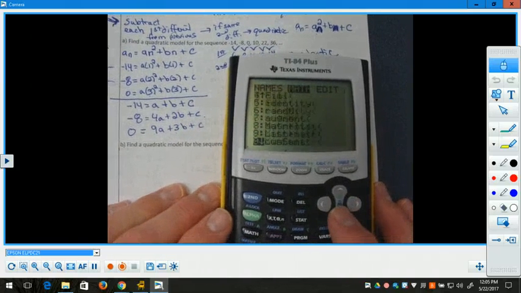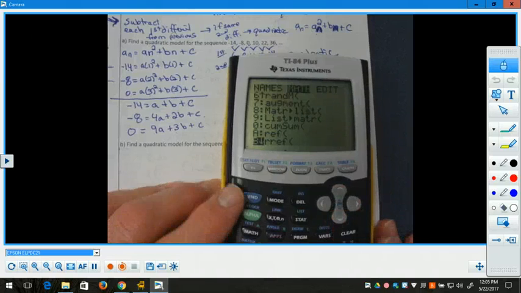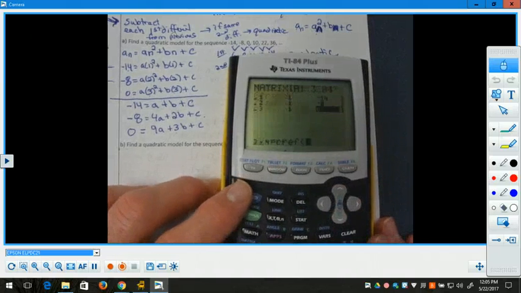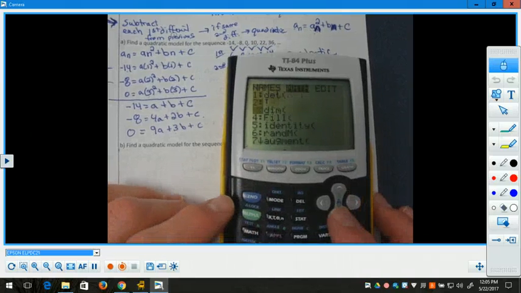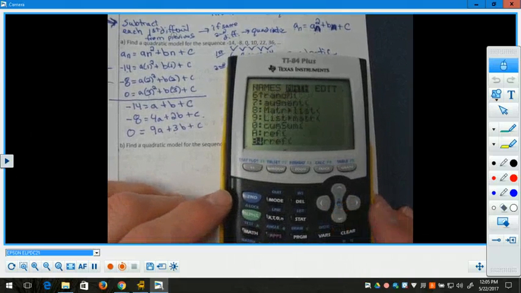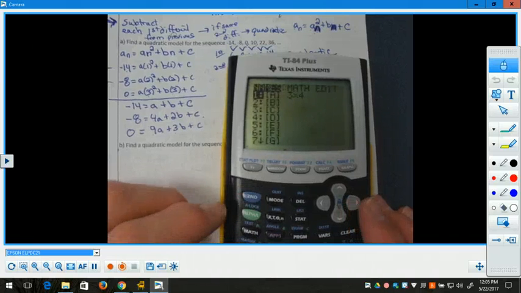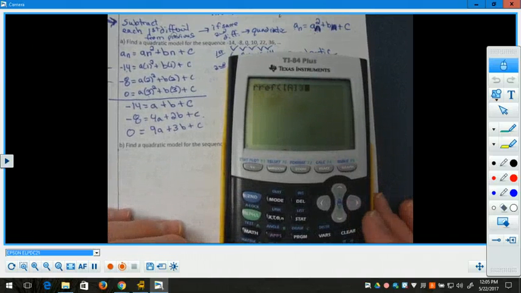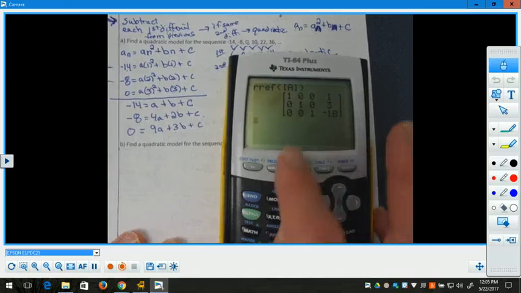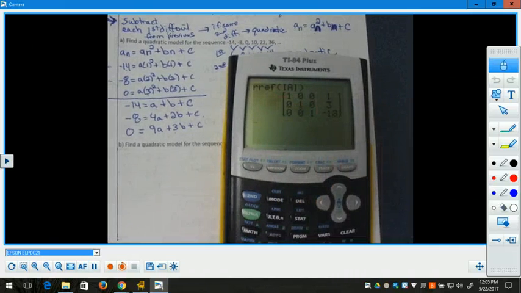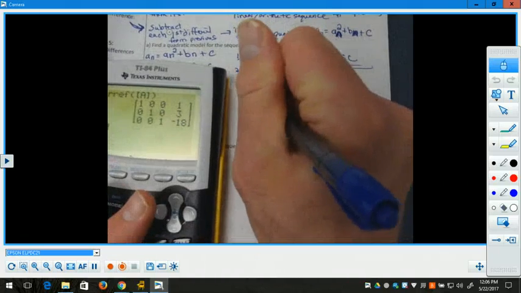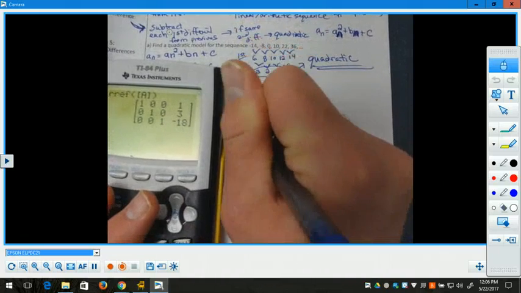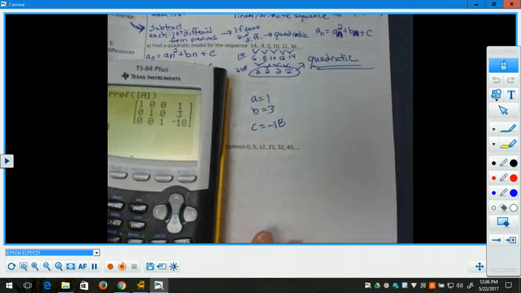And I'm going to do row reduced echelon form of matrix A. Whoops, I don't want to be in the matrix when I do that though. Row reduced echelon form of matrix A. And so that gives me that my value of A is 1, my value of B is 3, and C equals negative 18.